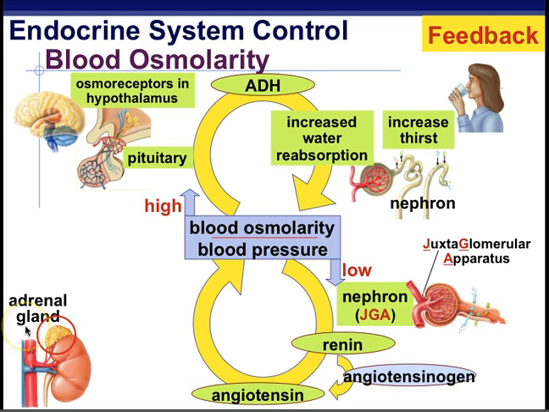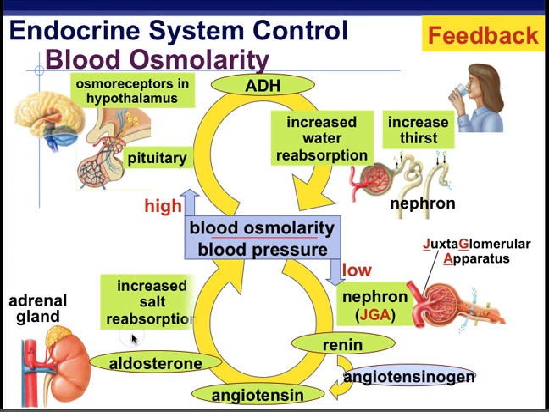And here's where your adrenal gland sits, right on top of your kidneys. You can see that it looks a lot like the pancreas and the other glands of the endocrine system. And it releases aldosterone, which increases salt reabsorption, which is going to increase the blood pressure.